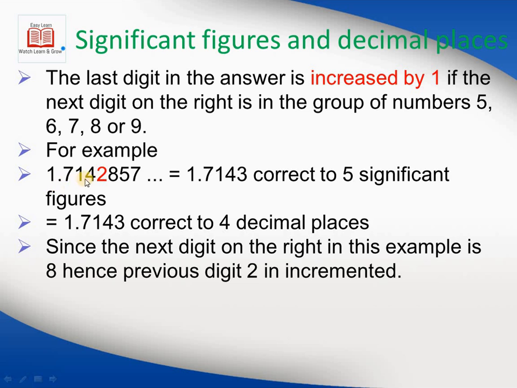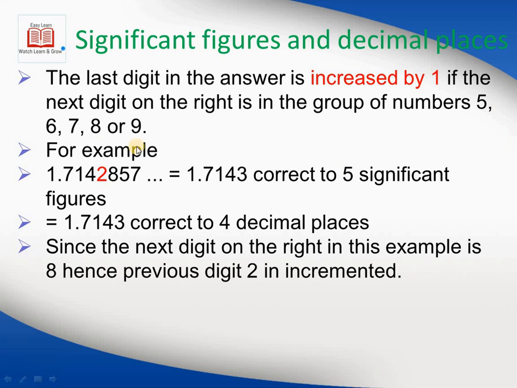For example, 1.714287, and we are going to round it off to 5 significant figures. In this example, I am going to use correct to 5 significant figures. So 1, 2, 3, 4, 5. So 5 significant figures will become 1.7142. So the next digit to the right is 8. That belongs to the family of 5 plus.